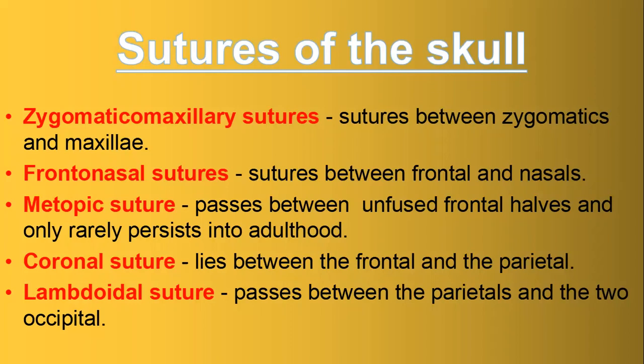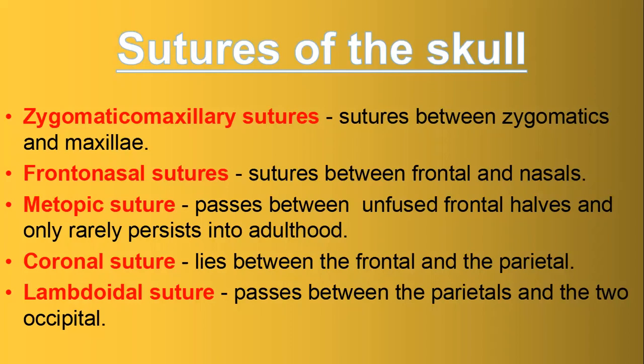The next suture is the frontonasal suture, and this is the suture between frontal and nasal. Then we have the metopic suture. This passes between unfused frontal halves and only rarely persists into adulthood. Then we have the coronal suture. They lie between the frontal and the parietal bones. We also have the lambdoidal suture, and this passes between the parietals and the occipital bone.